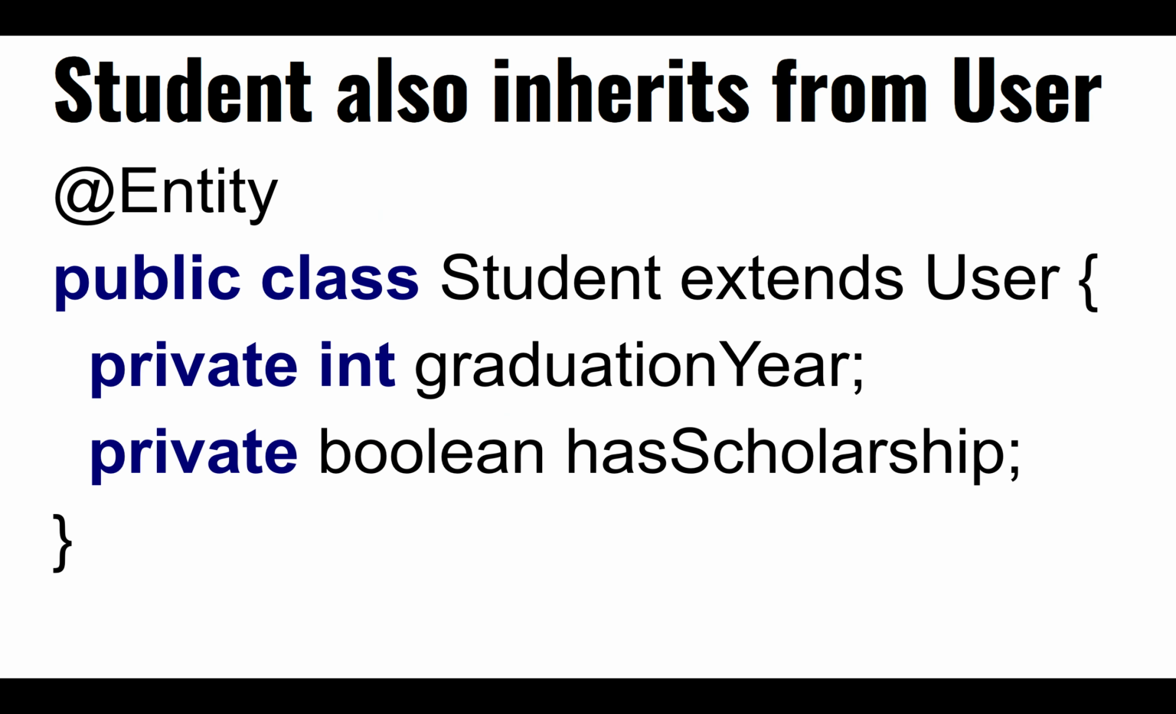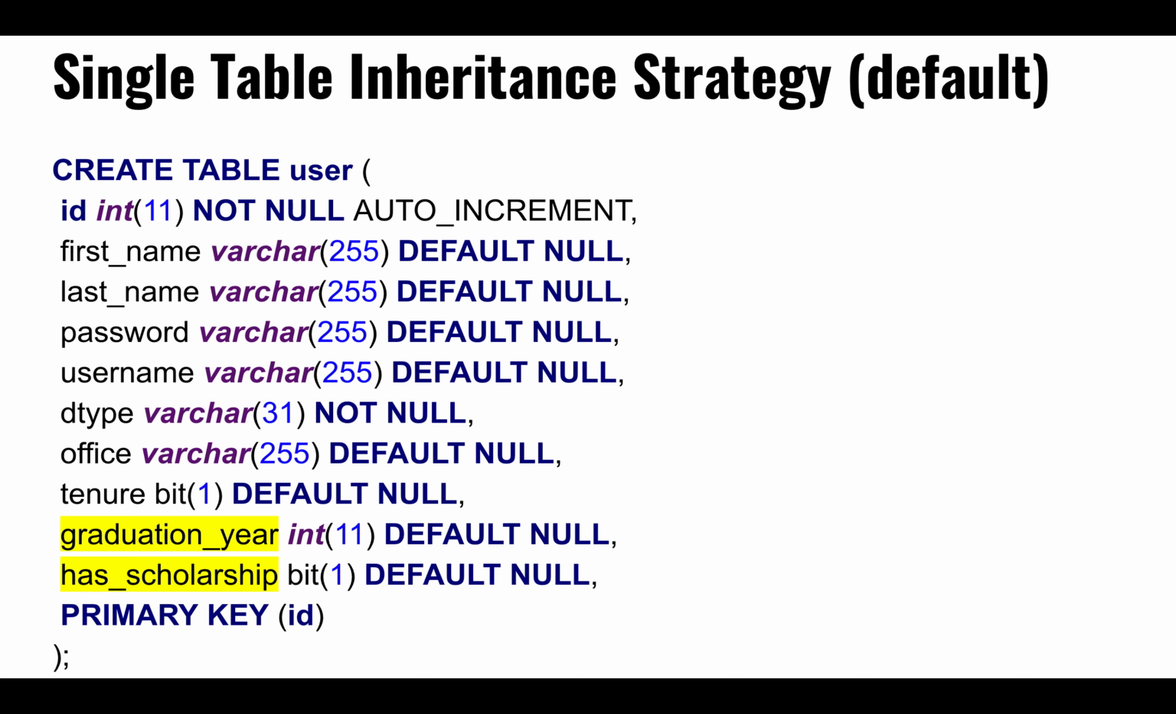Here's another one. The student also extends user, and it has a graduation year and has scholarship. Notice that now the user table has grown even bigger, by adding these additional fields, graduation year and has scholarship. Again, those two fields would be null if this were just a faculty or if this is a plain user.